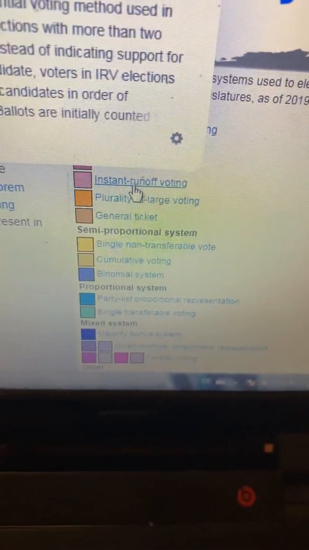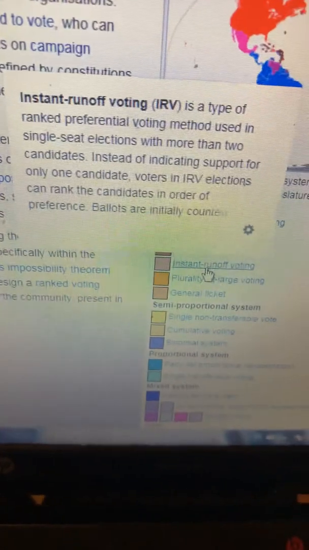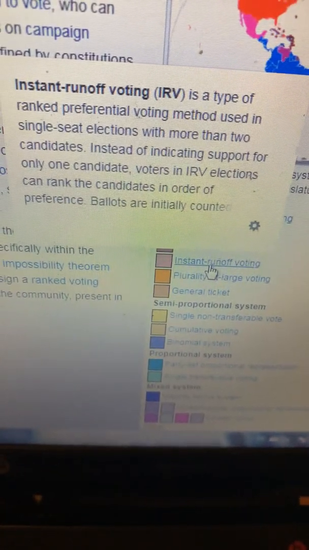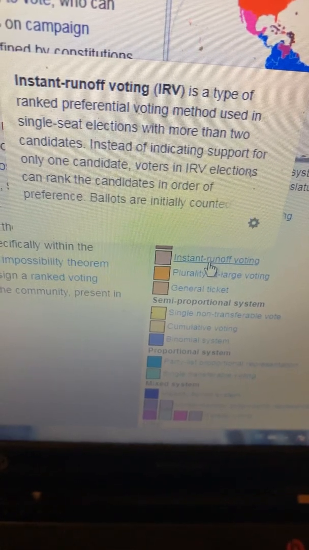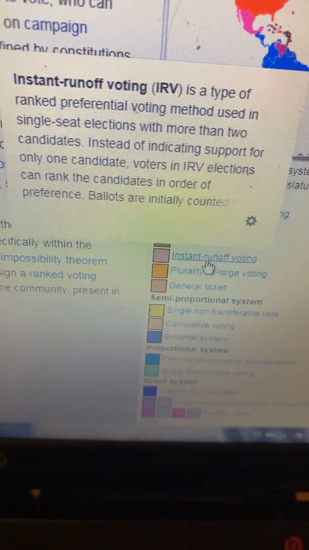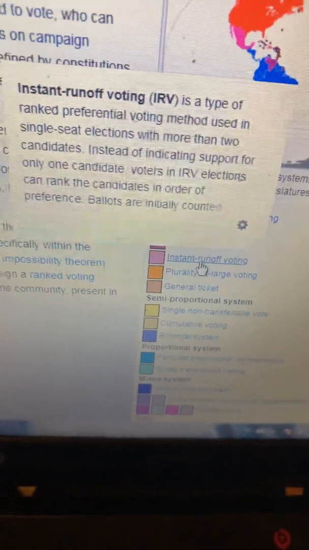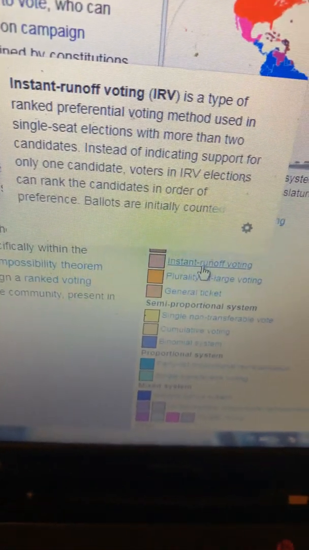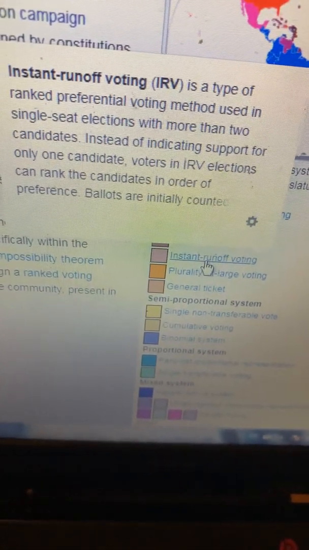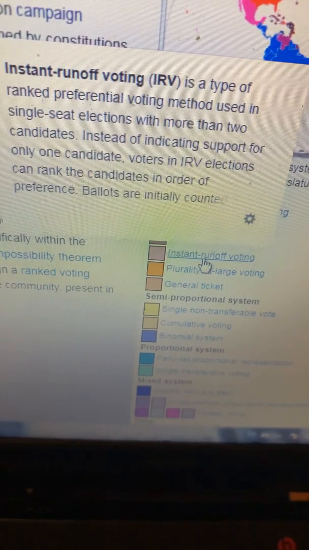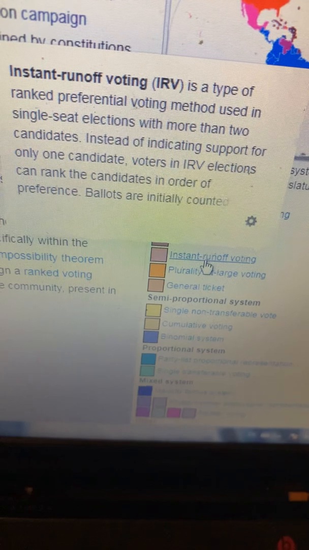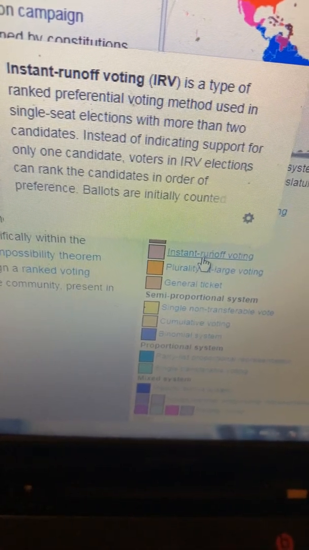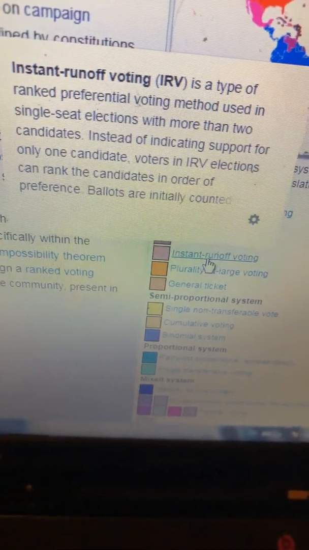And instant runoff voting is a type of ranked preferential voting method used in single-seat elections with more than two candidates. Instead of indicating support for only one candidate, voters in instant runoff voting elections can rank the candidates in order of preference.